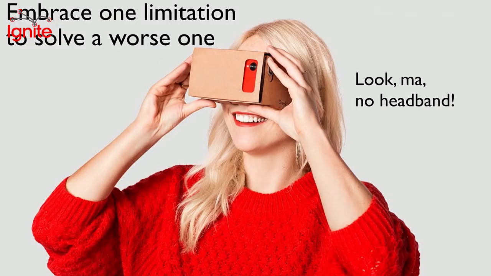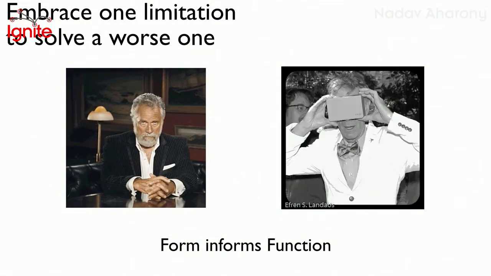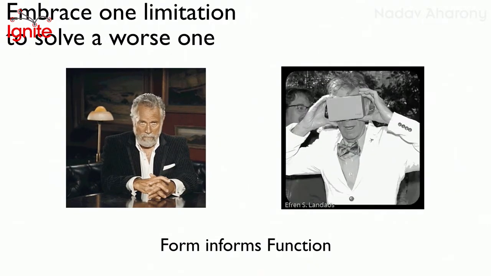Have you ever thought about why Google Cardboard doesn't have a headband? So Cardboard tries to run on as many phones as possible with lots of processing power and graphics abilities. You should also know that with VR, if things are jittery, people get motion sickness. By not having a strap, they're forcing the user to hold it with both hands and move slower, at the speed of their torso or their shoulders, which is much slower than the speed of your head moving. So by using one limitation, you solve a worse one. Form informs the function.